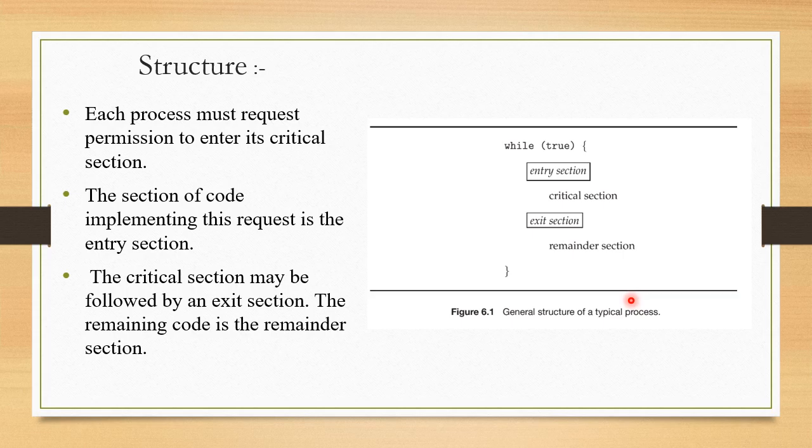Now, the structure of any general process is this: this is the remainder section, this is the remainder section, and one part of it is the critical section. Each process must request permission to enter its critical section. The section of code implementing this request is the entry section. So this is the entry section, and here the process asks permission to enter into the critical section. The critical section may be followed by an exit section, and the remaining code is the remainder section. So everything other than the critical section comes under the remainder section. So this was the general structure of a process.